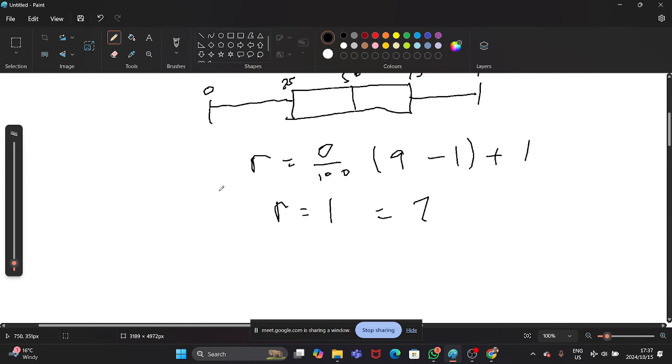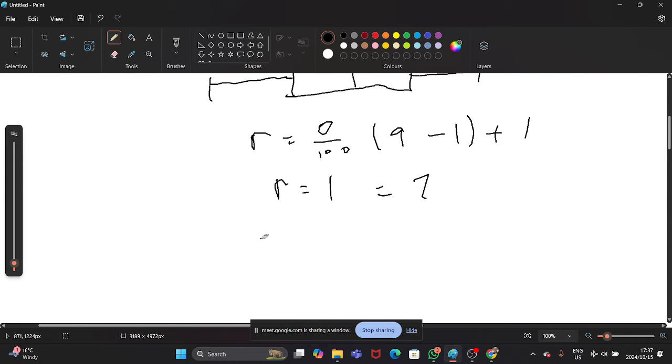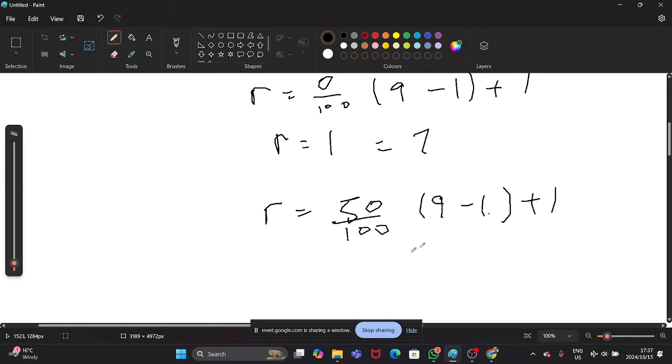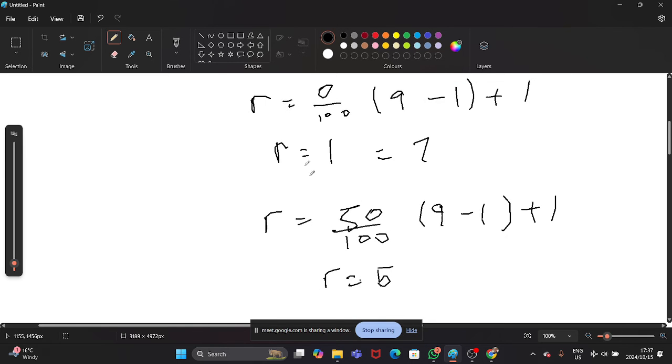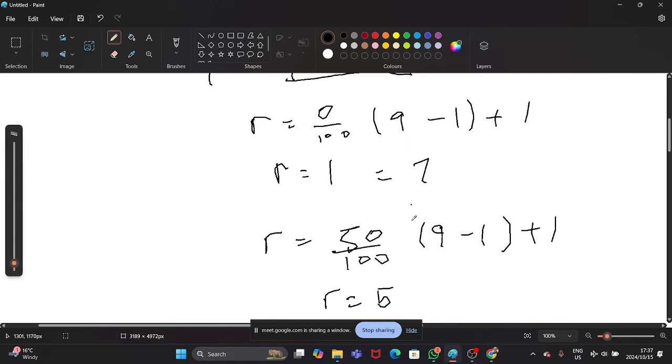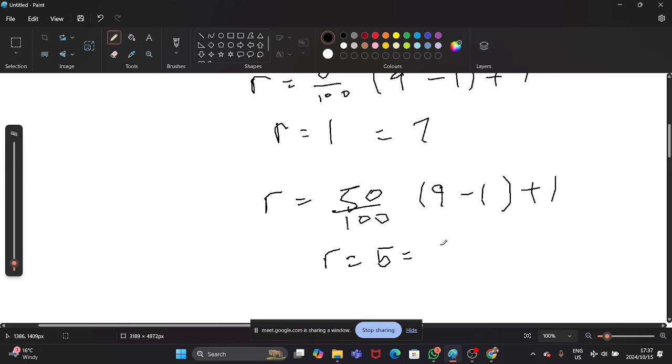Okay, let's do the 50th percentile. So now we just put R equal to 50 over 100 times 9 minus 1, plus 1, and that is at the 5th position. So we can count it in the data set: 1, 2, 3, 4, 5, and that's equal to 19. So the 50th percentile is at position 5, with value 19.